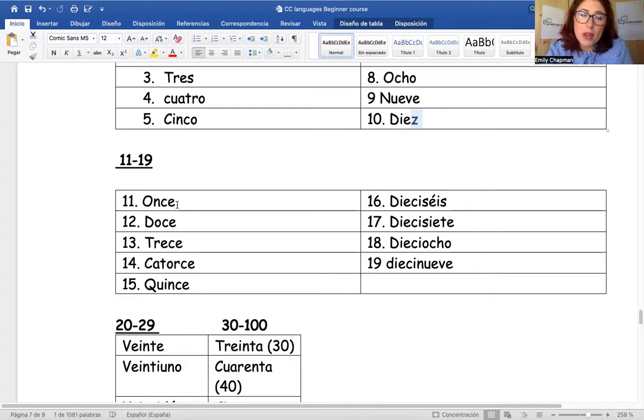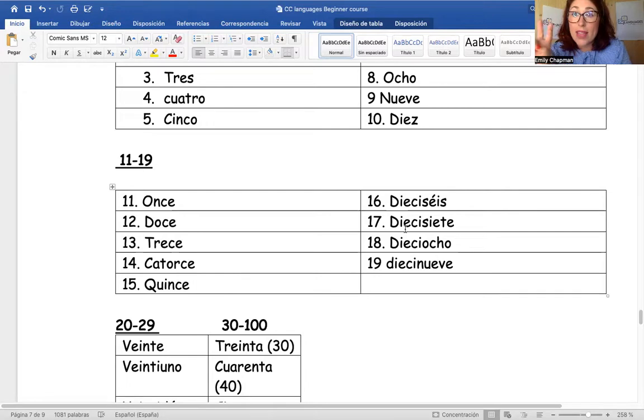Let's have a look. We've got 11, 12, remembering the sound because the C is followed by an E, 13, 14, 15. And as you can see, there's some similarities with the endings, but these really are a question of practicing and memorizing. 11, 12, 13, 14, 15.